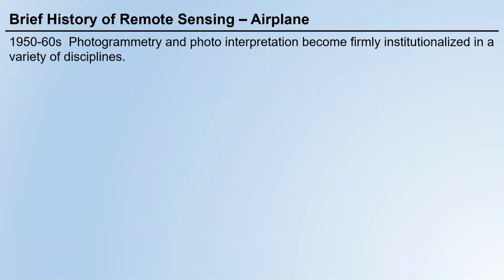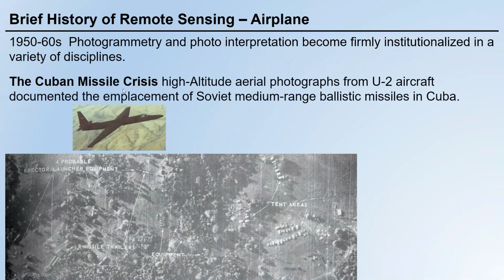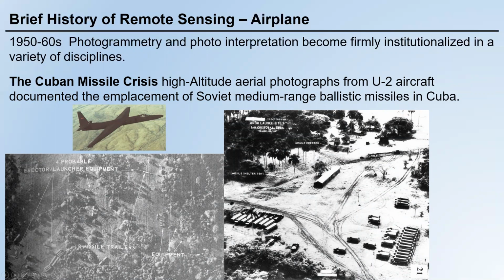So the 1950s to the 60s, what was that era famous for? Cold War, right? For example, the Cuban Missile Crisis: high altitude aerial photographs from U-2 aircraft documented the emplacement of Soviet Union medium range ballistic missiles in Cuba. I'm not sure if you know that, but this crisis nearly annihilated the whole human civilization. So here is the image taken by this U-2 aircraft. So everything here is clear. We have tent areas for personnel, right? Equipment, maybe military equipment, and launcher equipment, missile trailers, which means this linear feature is actually a missile on a trailer.